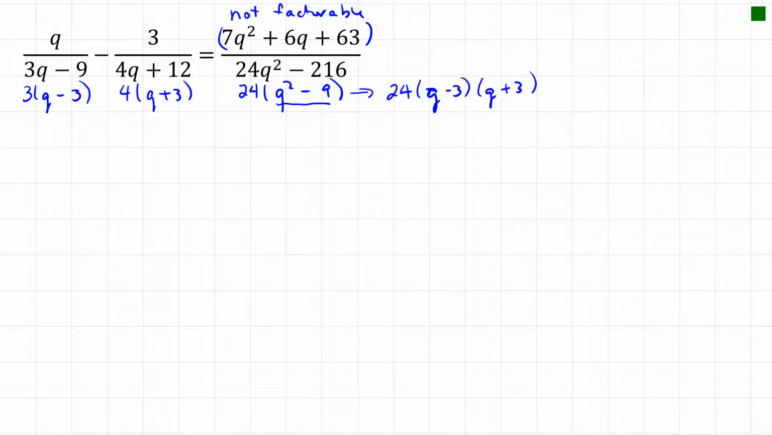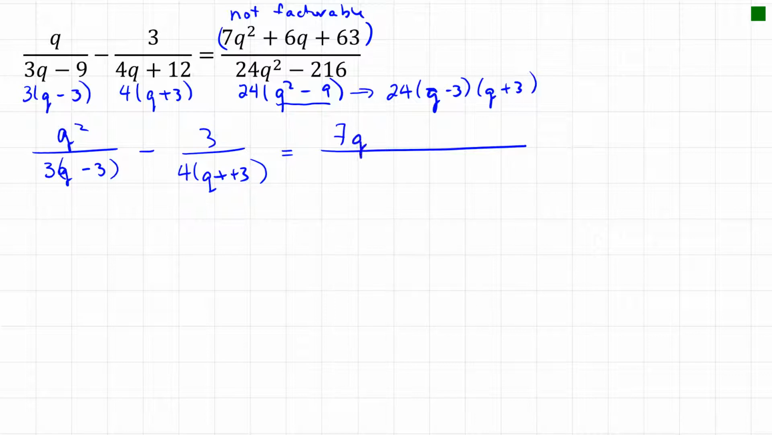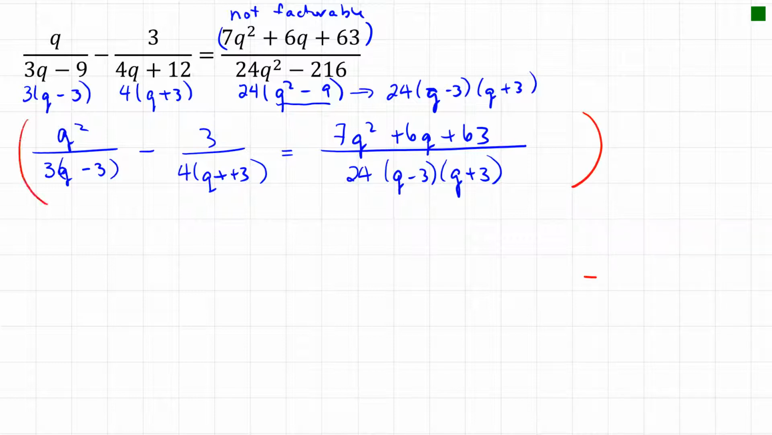So let's just rewrite that all in factored form. I have a q and a 3q minus 3. And here I have a 4 and a q plus 3. And on the other side, I have this nasty numerator and a 24 times q minus 3 times q plus 3. And now I'm going to clear these fractions by multiplying everything by the lowest common denominator, which is 24 times q minus 3 times q plus 3.